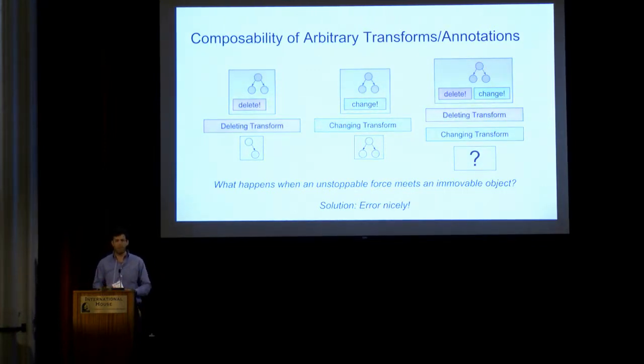You want users to be able to just download some transform from the internet, plug it in, and if it works, it works. If it doesn't work, then I need to think a little more. Okay? So, in other words, what happens when an unstoppable force meets an immovable object? Err nicely to the user. That's the goal.